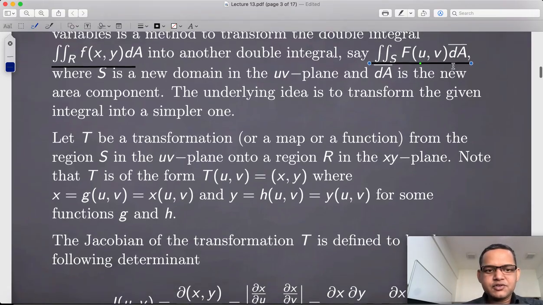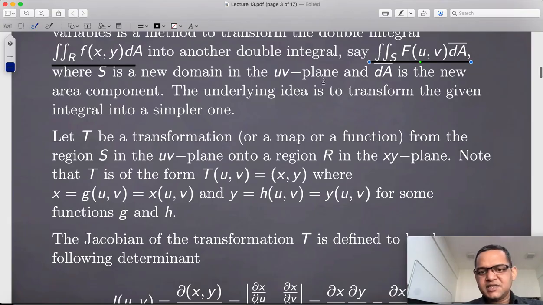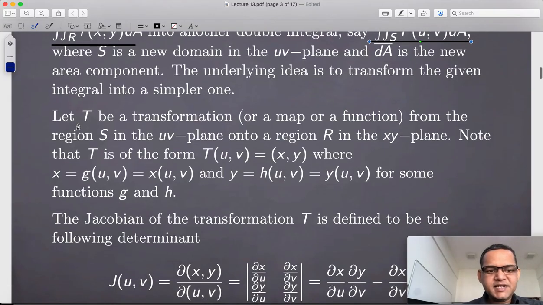What we need is to transform this region to another region. Sometimes these transformations also help us transform the integrand to a simpler function. So it takes care of both the problems, with the domain as well as with the integrand, but often our concern will be the domain. So we need a transformation which transforms one region into another. Here I am trying to follow the notation of the book.